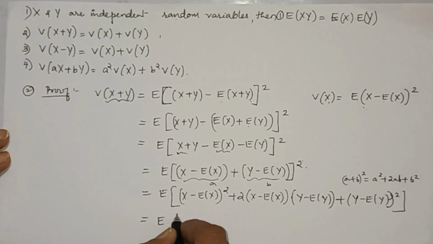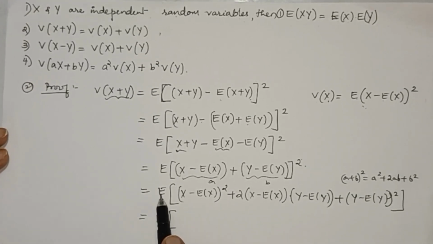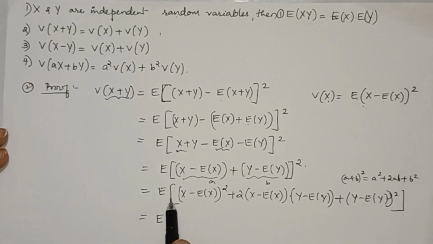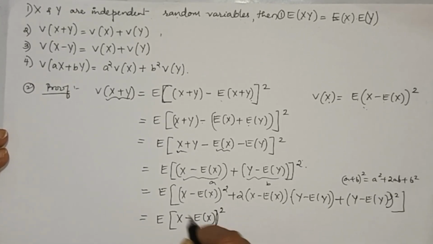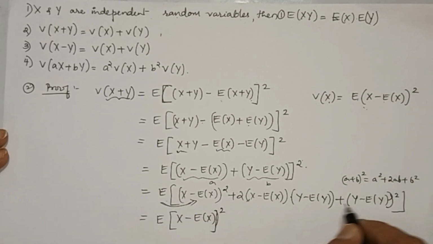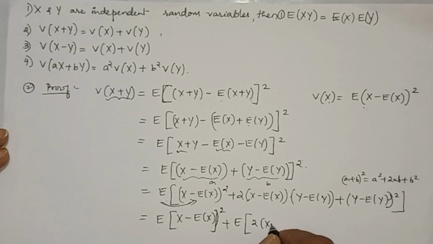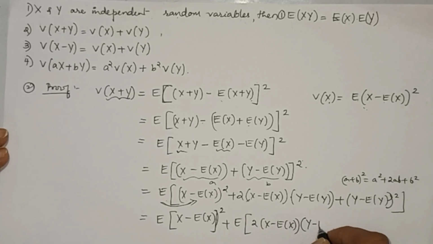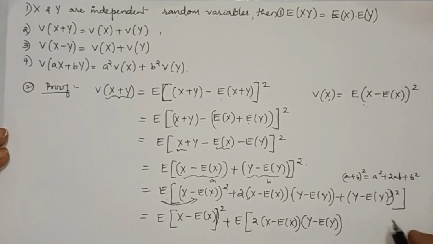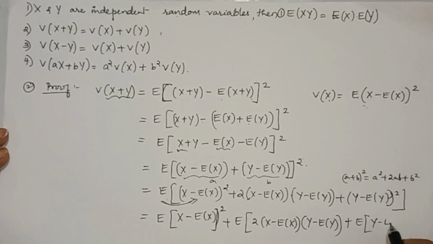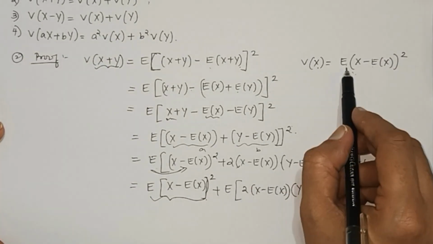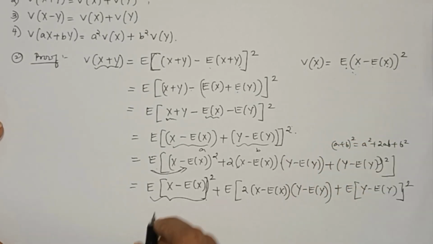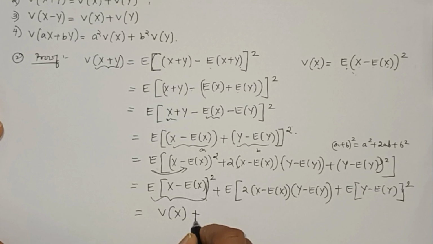Now for this outside E, apply the property of expectation, that is, E of x plus y is E of x plus E of y. Use it here. So this gives you E of (x minus E of x) square, then take this inside to the second term and then the third term, plus E of 2 into (x minus E of x) into (y minus E of y). You can take 2 also outside, plus E of (y minus E of y) square. So E of (x minus E of x) square is nothing but the definition of V of x.